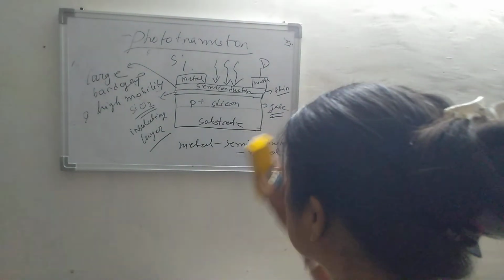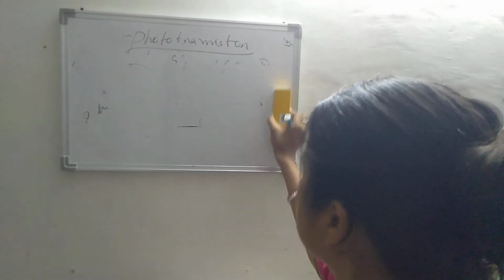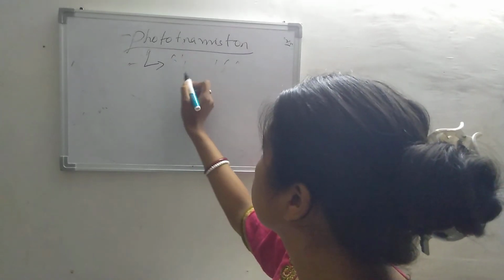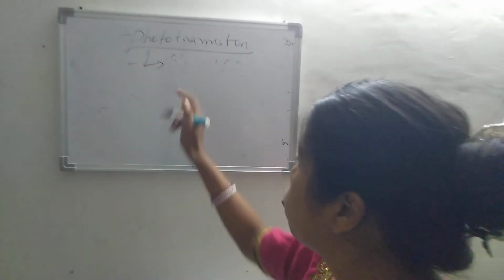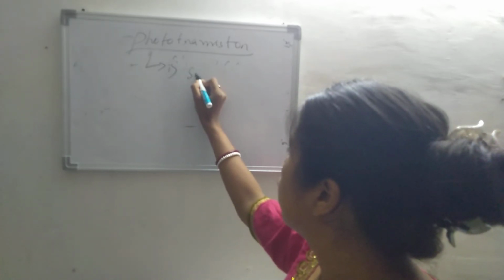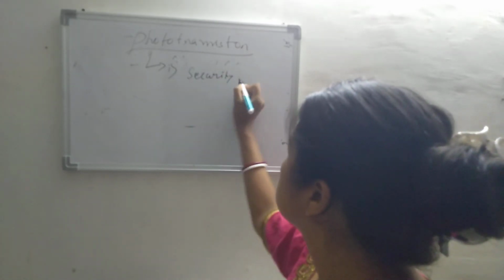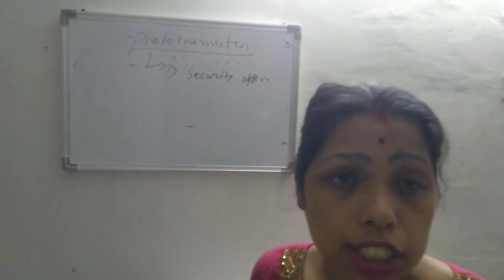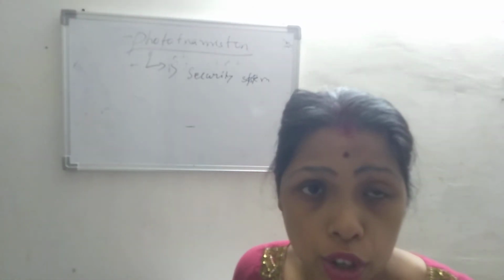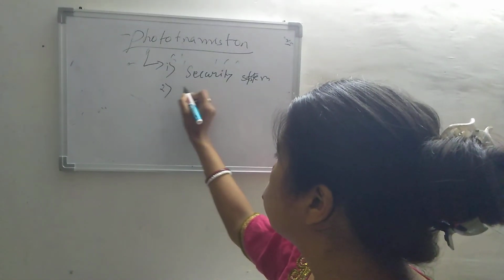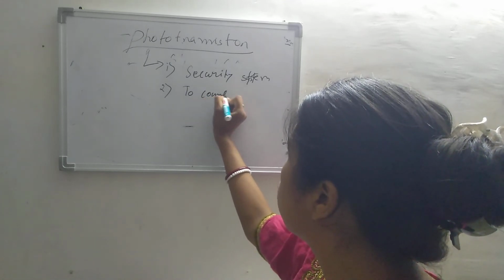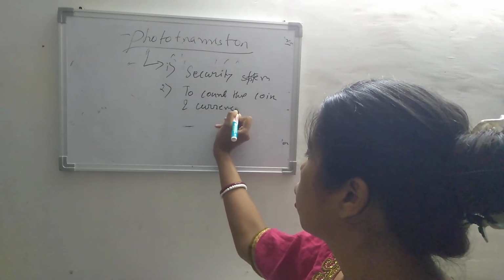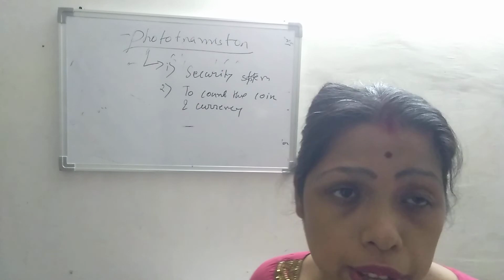So now the last topic I will discuss is the application of the phototransistor. Why can we use the phototransistor? First, we can use it in security systems to detect an unauthorized person. Next, we can use it to count coins and currency in the banking system, right?